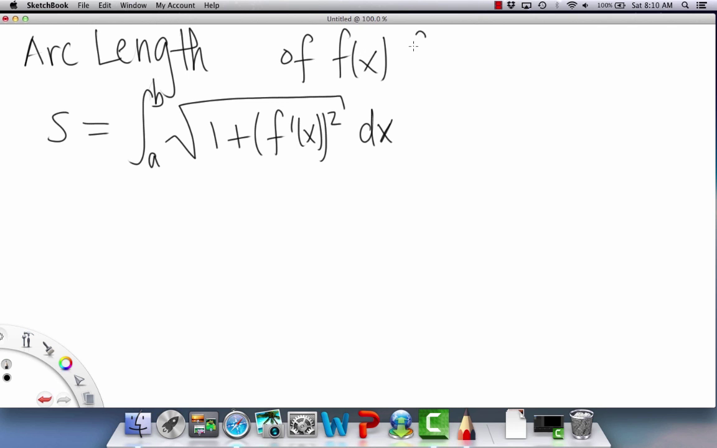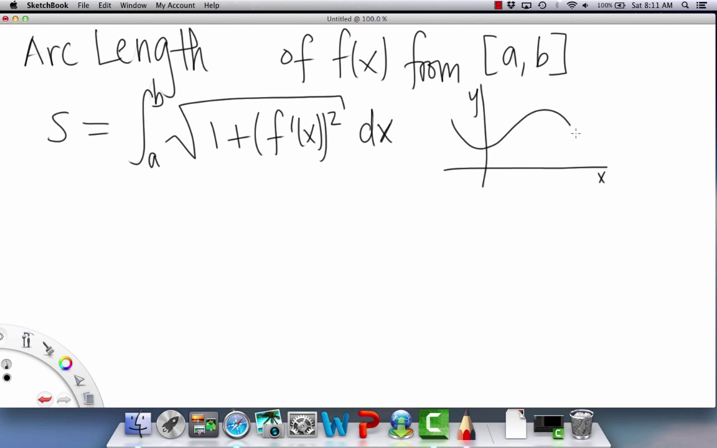some curve from a to b. This is our interval. Okay, so this is basically measuring kind of what it sounds like. So here's your x and your y, and then let's say you have some function going along, and you want to measure from a to b. So from a to b, how long, from this point to this point, how long is this arc right here? Okay, that little section of the curve. Okay, so this is the formula that can give you the arc length.